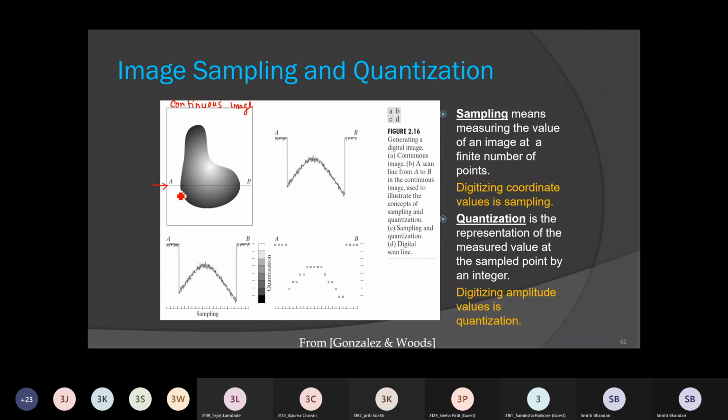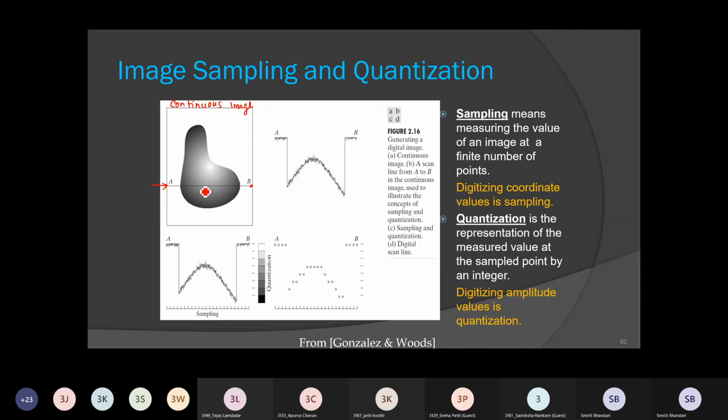Okay, now let us assume that this is a horizontal line. So this is my image. This is the first point, let us assume that this is A, and this is the end point, let us assume that this is B. We are considering only one scan line, A to B, from this continuous image, simply because I would like to demonstrate to you what sampling and quantization are.